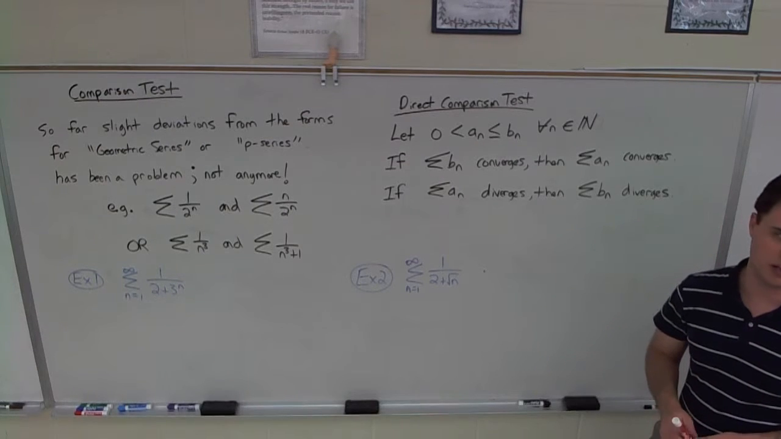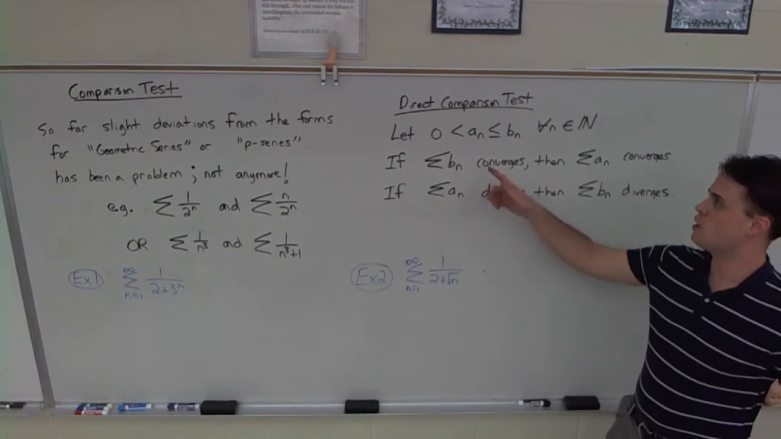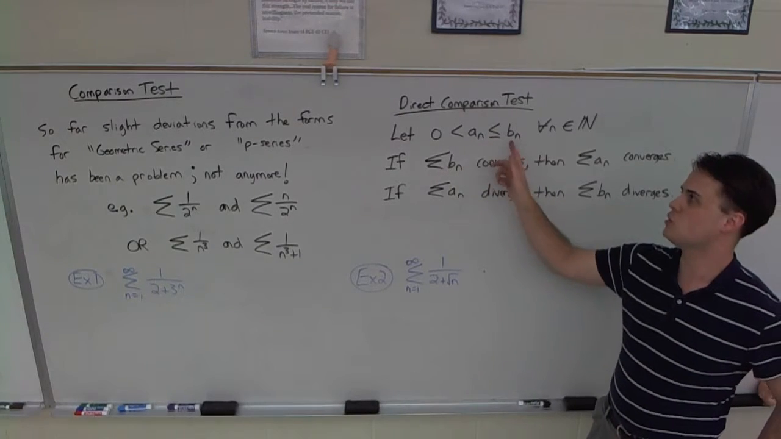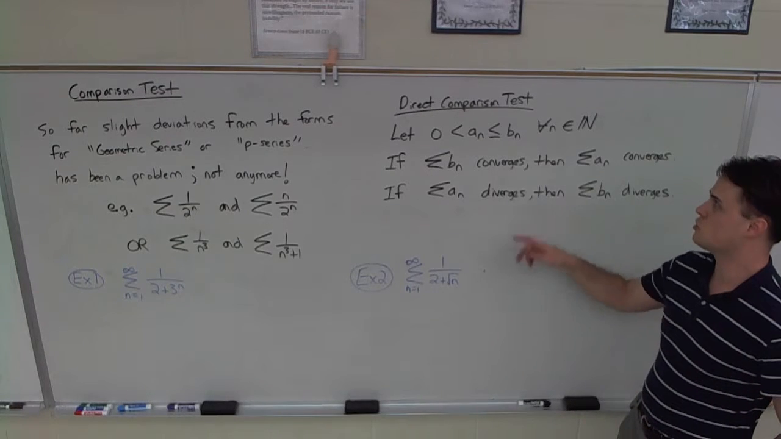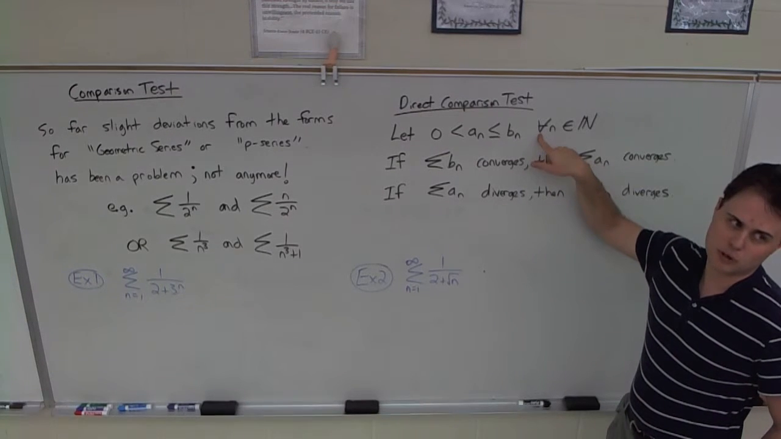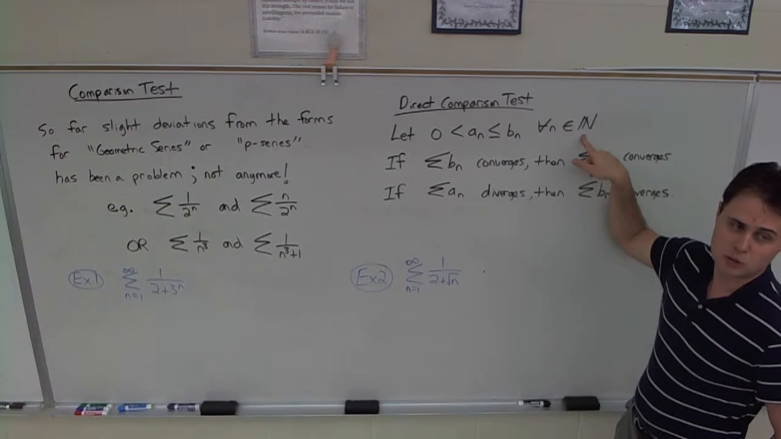So here's what the direct comparison test says. It doesn't say anything complicated. Don't let the symbolism freak you out. It's super easy. It says, imagine two sequences, a sub n, b sub n. Of course, they're both greater than 0. Got positive terms. This just says what? What's the symbol? We've seen it before. For all n belonging to the natural numbers.